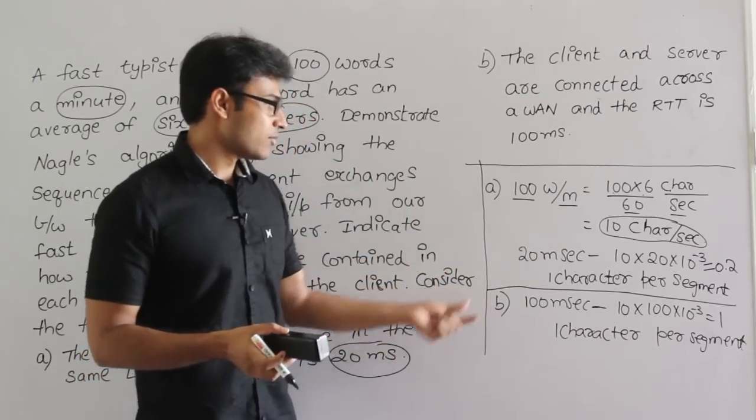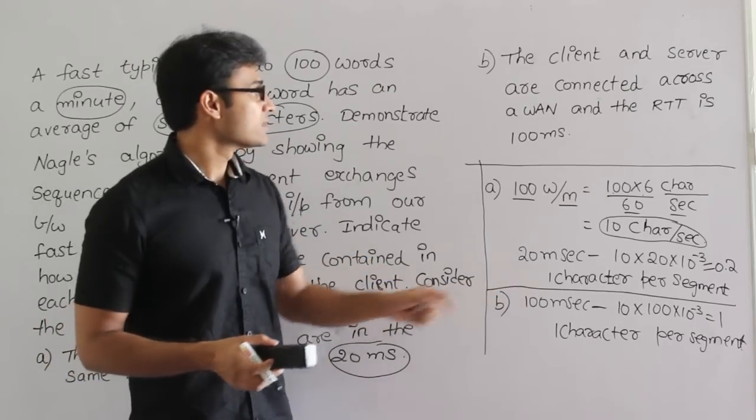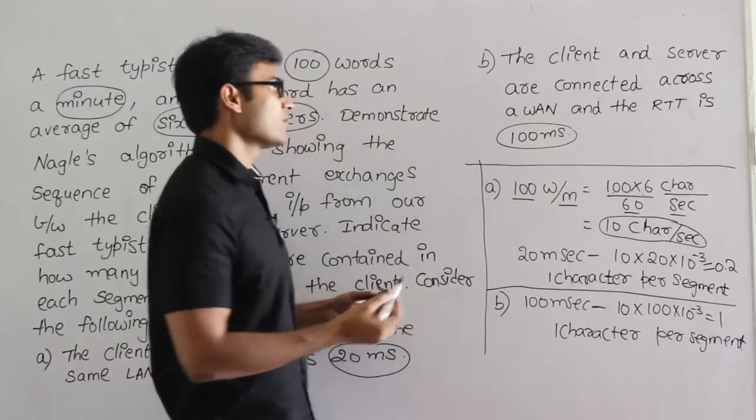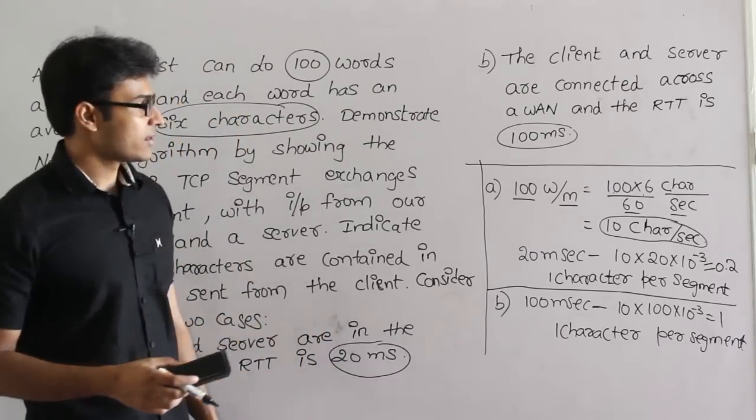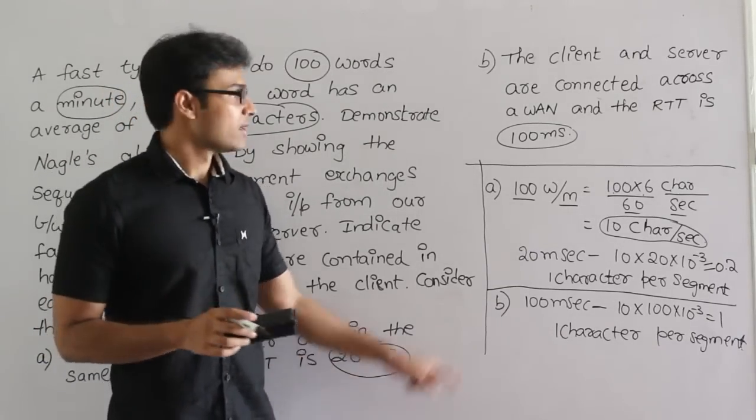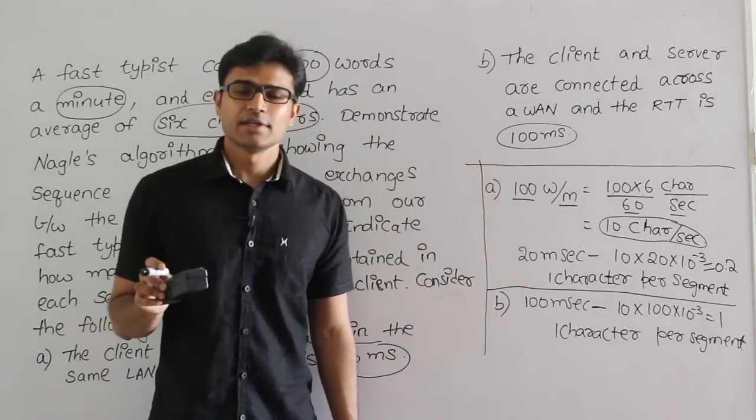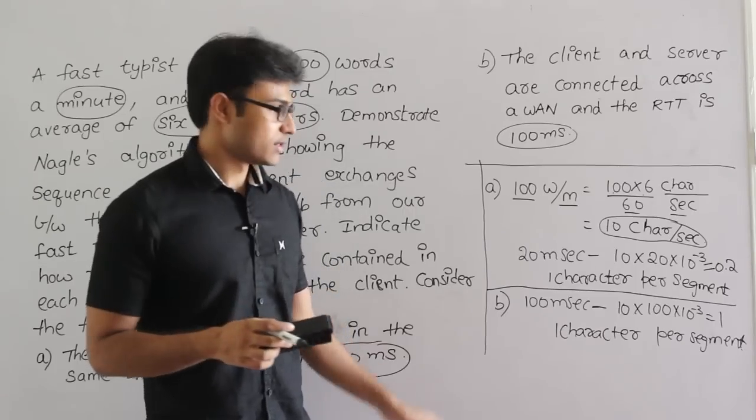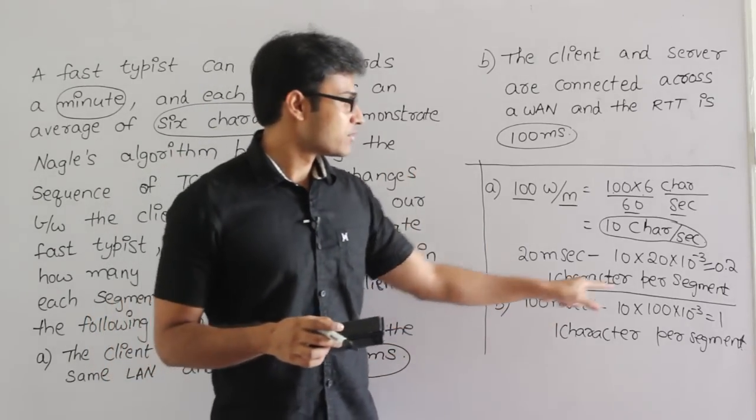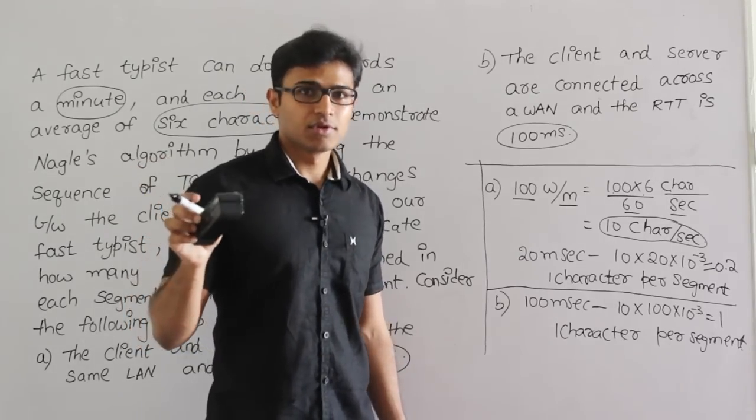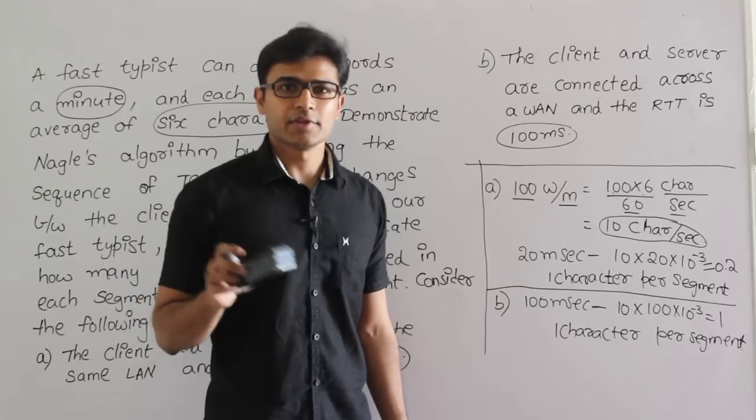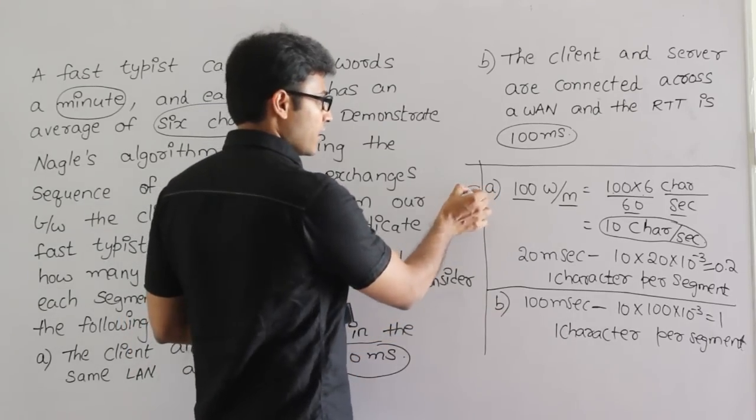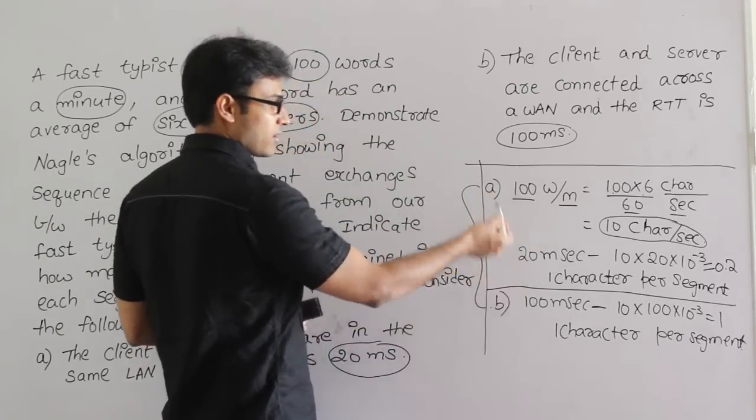Now let's see about the WAN. The second case is, they are saying that round trip time is 100 milliseconds. First, in question A, they are saying that round trip time is 20 milliseconds in LAN. In question B, they are saying that round trip time is 100 milliseconds and it is in WAN. Now in 100 milliseconds, how many characters could I produce? At the rate given, I could produce one character. So it is good that at least we got one character in one round trip time. Therefore, we are going to send one character. So in both A and B, we are going to send one character only.